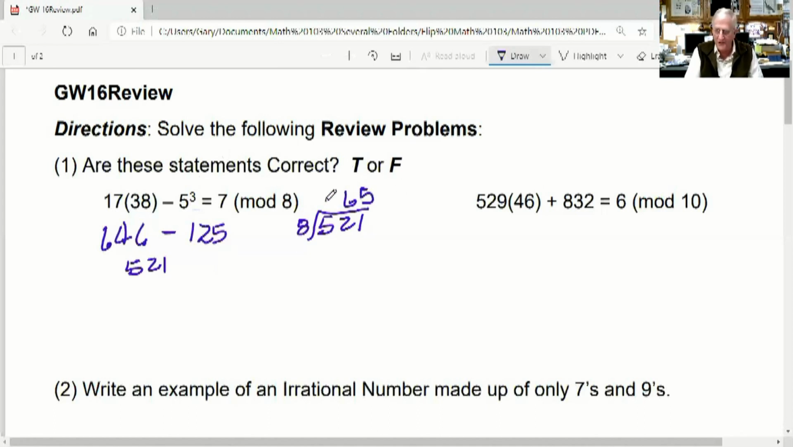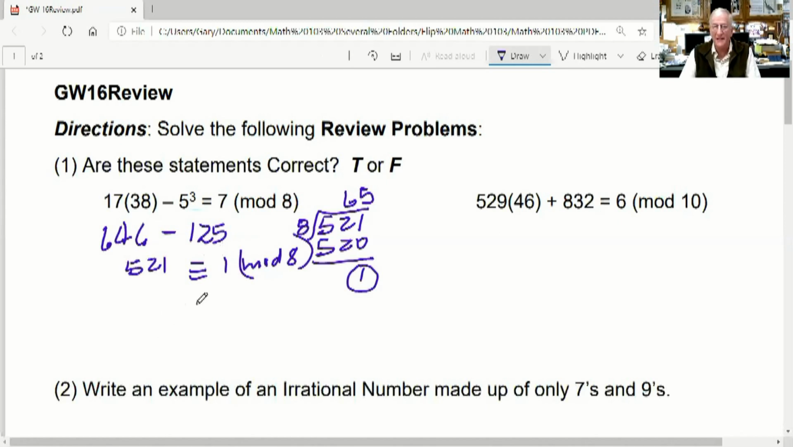So what I'm going to do is take the whole number 65 and multiply 65 times 8. And when I do, I get 520. So I'm putting the 520 down here. And what I simply do is subtract. And as you recall, the remainder is the answer in mod 8. So the answer is 1. So this is equivalent to 1 mod 8, not 7 mod 8. So this statement is false.